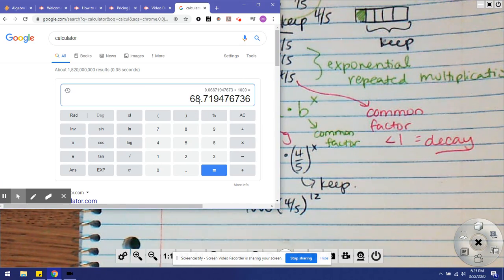For 12 years, this computer is only worth $69, which probably makes sense because at that point, a 12-year-old computer probably is pretty slow and would not be worth very much money.